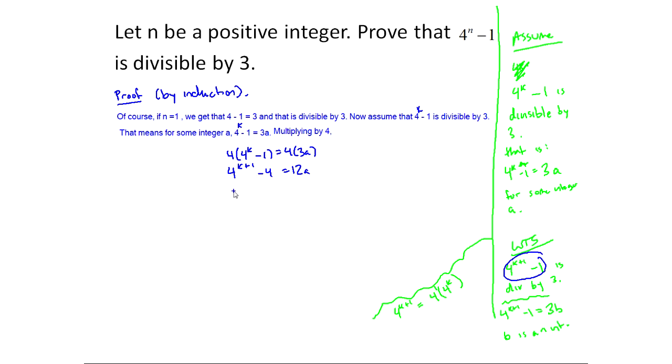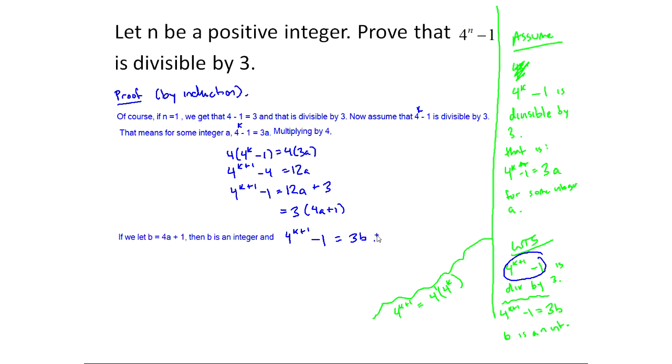So I could just add 3 to both sides, right? You can do that to an equation. All right, and now notice what I can do. This equals, I can factor out a 3. 3 times 4a plus 1. So now I can say something to kind of organize it. I could say something like if we let b equal 4a plus 1, then b is an integer, and 4 to the k plus 1 minus 1 equals 3b.